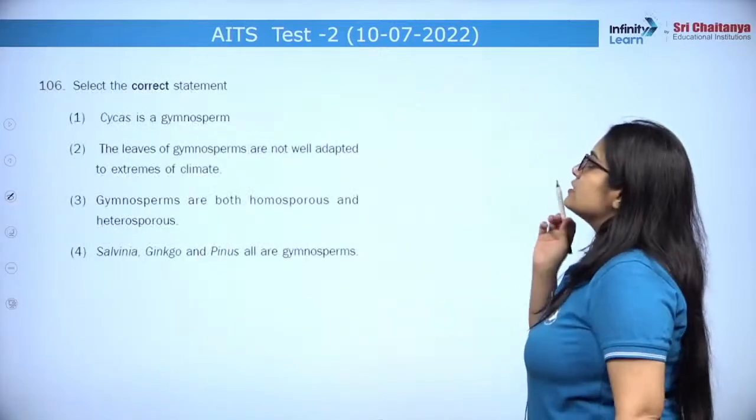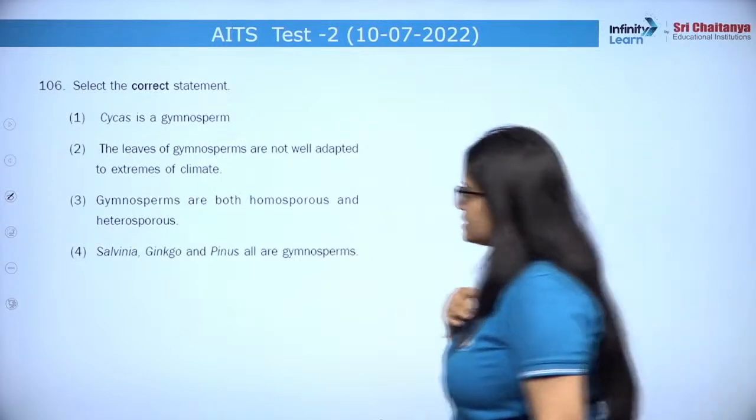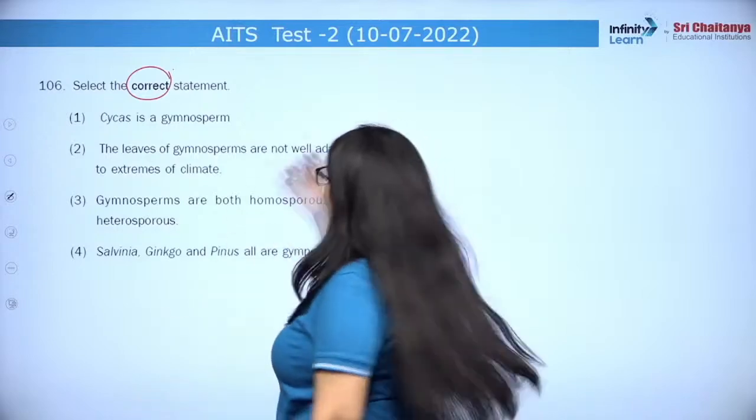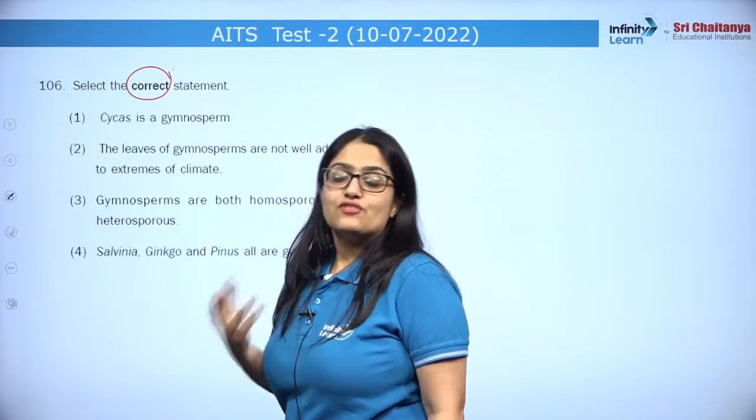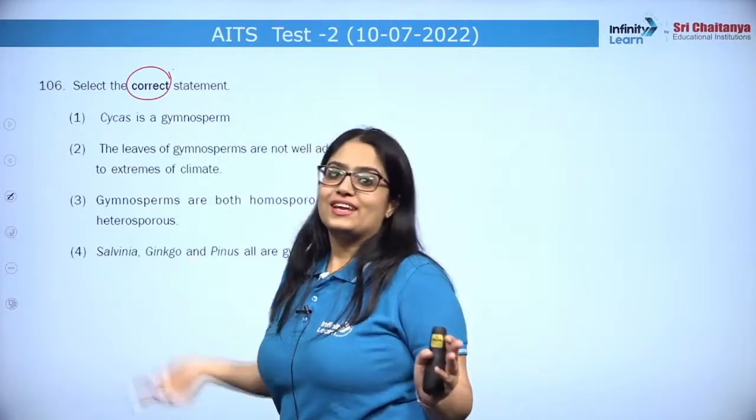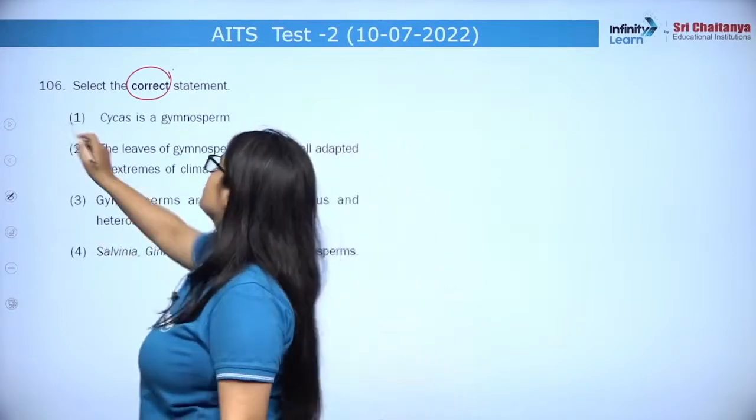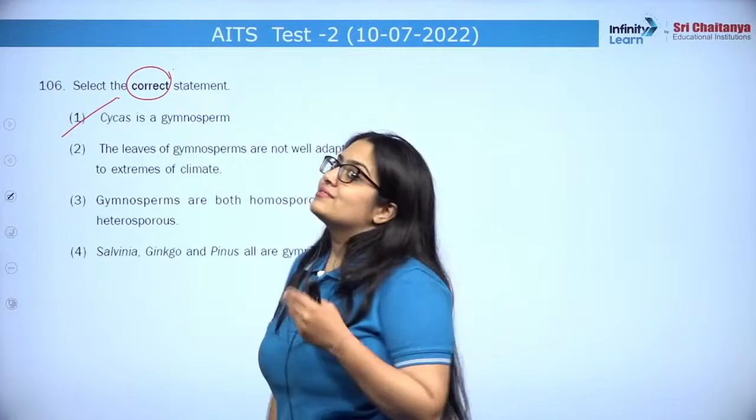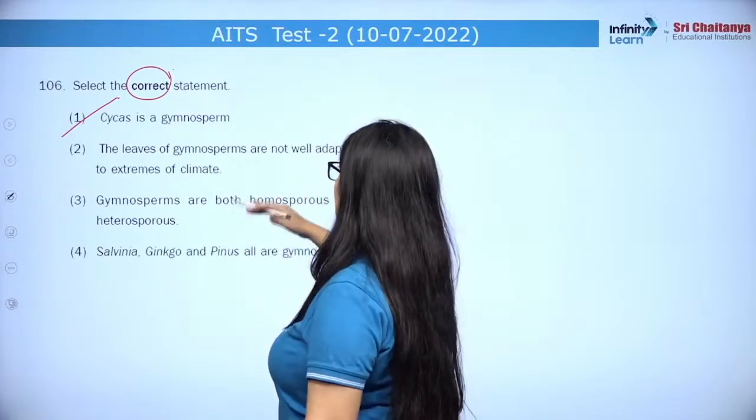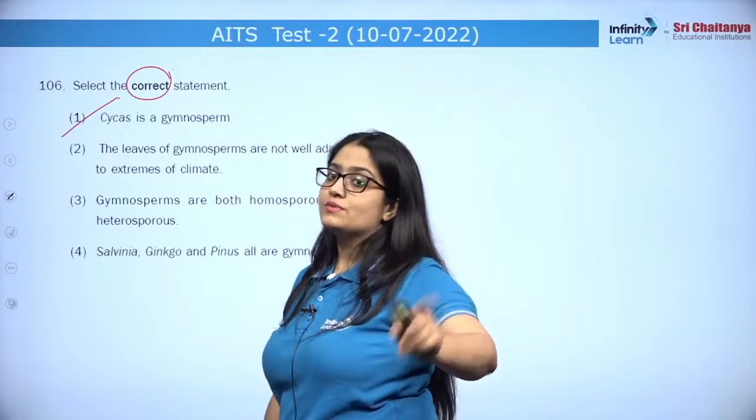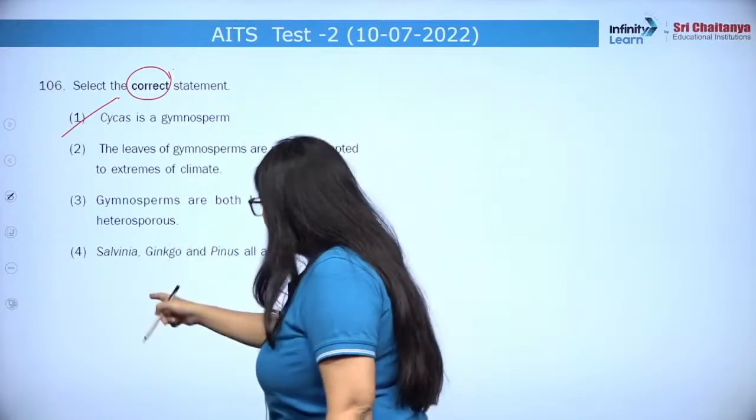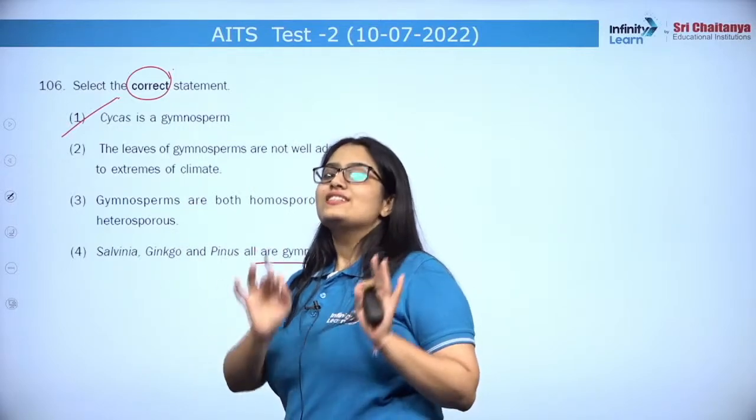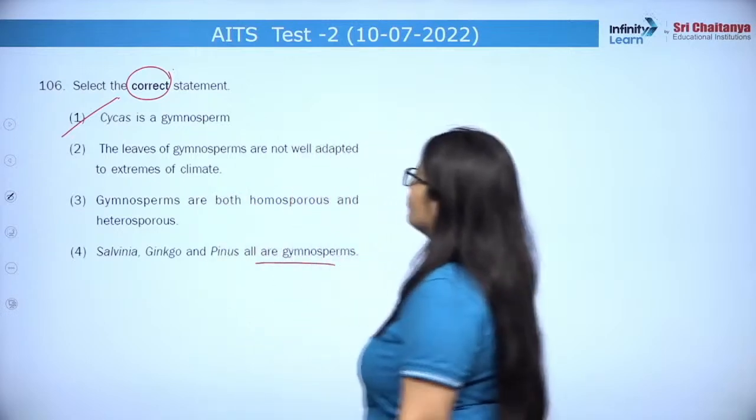Next question. Select the correct statement. Let me read out the statements for you. Cycas is a gymnosperm, we all know that. Absolutely correct. Now very important, very interesting question. On the first only, you can get the answer, but let me read out the other statements also for you. Leaves of gymnosperms are not well adapted to extreme climate. This is wrong, they are. Gymnosperms are both homosporous and heterosporous. No, all gymnosperms are heterosporous. Salvinia, Ginkgo and Pinus all are gymnosperms. No, Salvinia is not. Salvinia is a pteridophyte. So that is why the rest 2, 3 and 4 are incorrect.